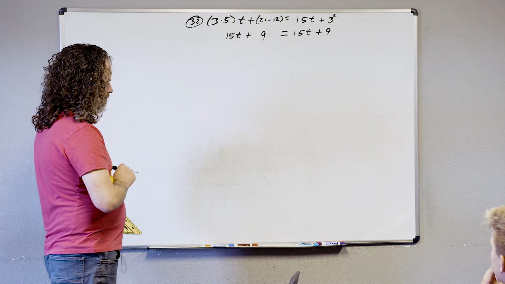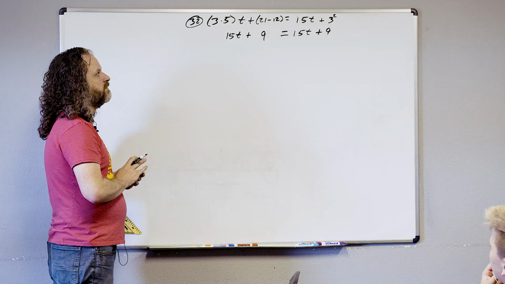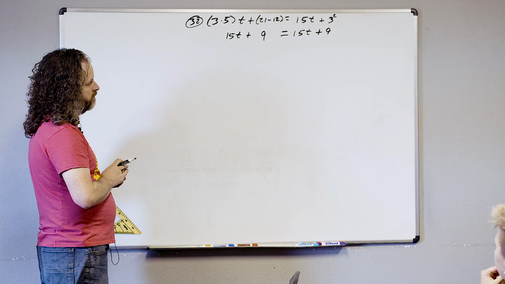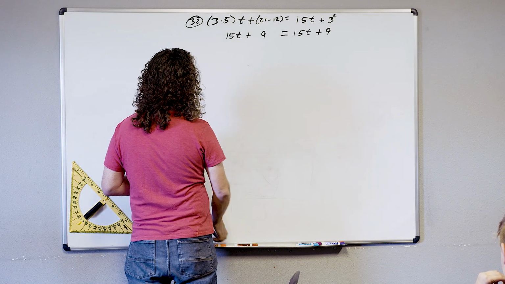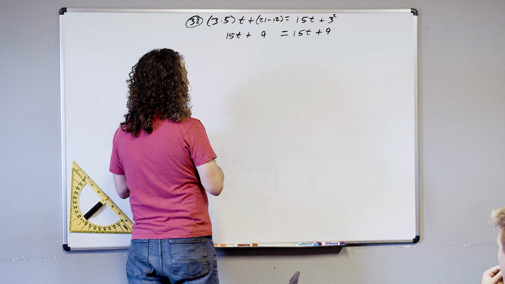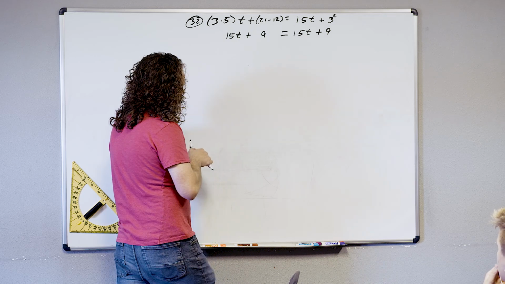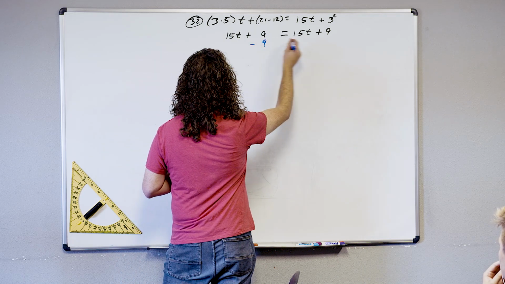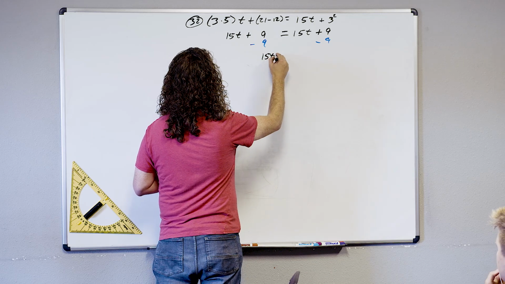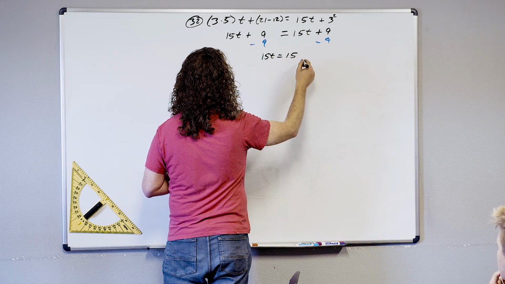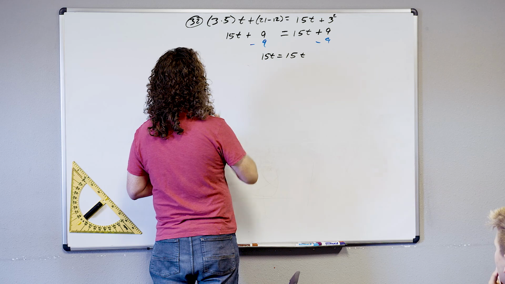What should we do next? Subtract the 9, or subtract 15t. We can do either one of those first. Typically we would do the addition and subtraction ones first, so let's do the 9 first. Minus 9, minus 9. 15t equals 15t. Which is true. It's always true.